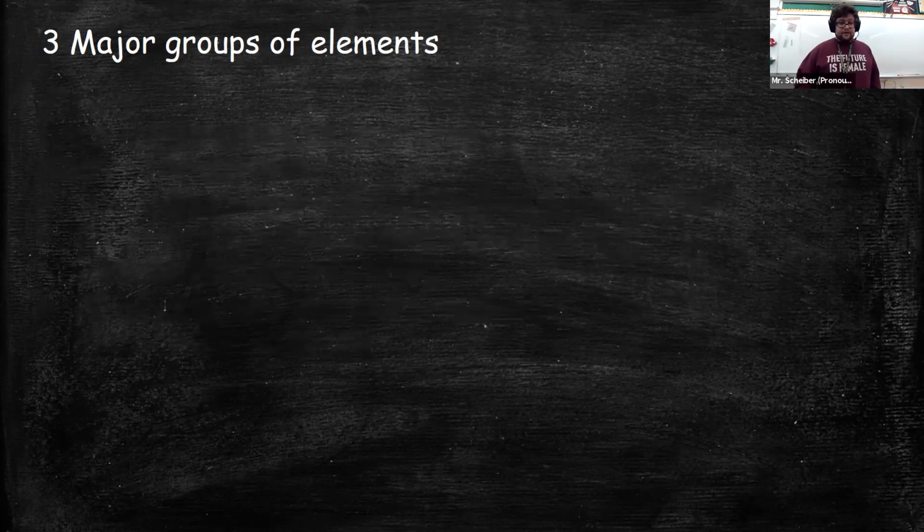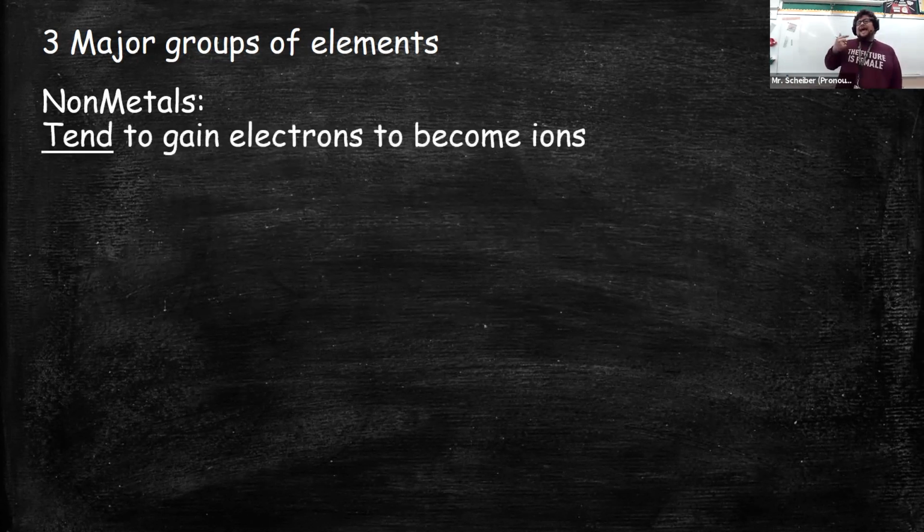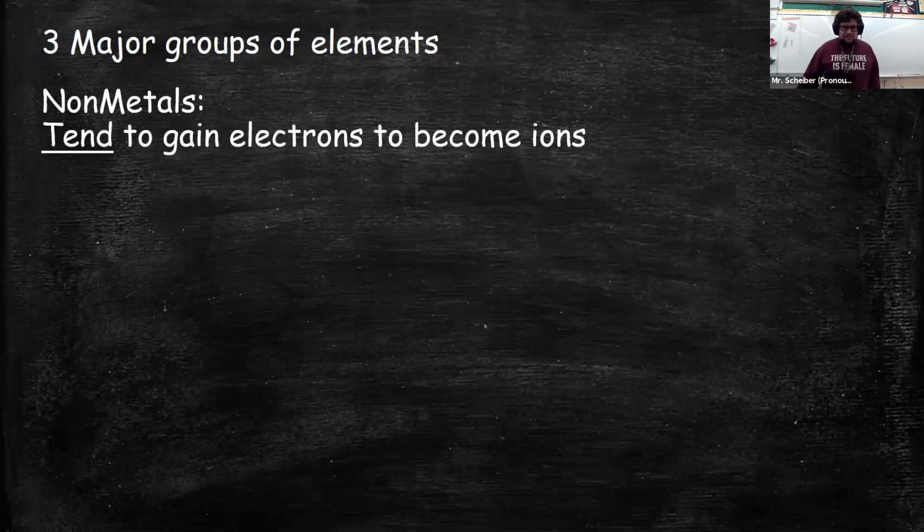Second major category, we have our nonmetals. And nonmetals tend to gain electrons to become ions. Why am I writing the word tend? Well, it's because while metals always lose electrons, nonmetals don't. For example, noble gases, if they're not chemically reacting, that means that they're not really turning into ions at all. Also, there are many nonmetals that can become both positive and negative. But overall, nonmetals tend to gain electrons to become ions. They tend to become negative ions.